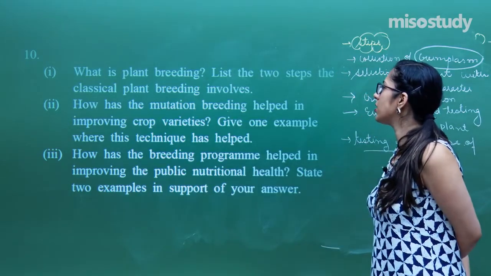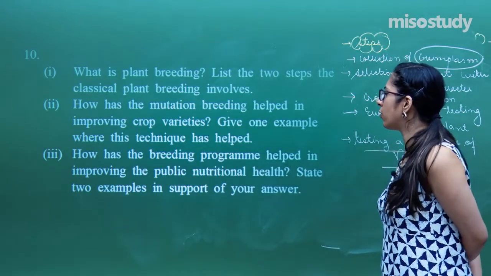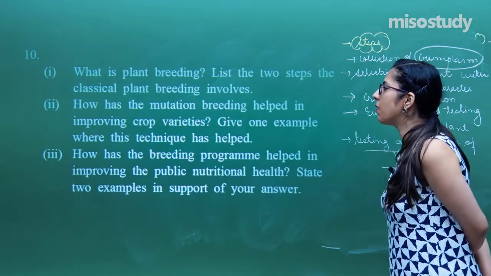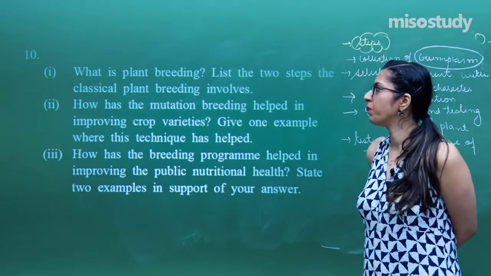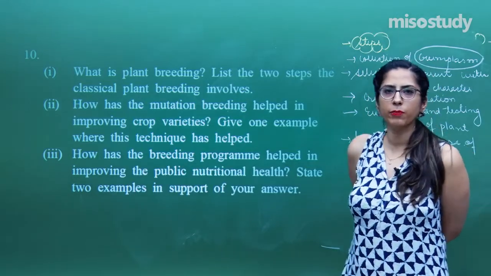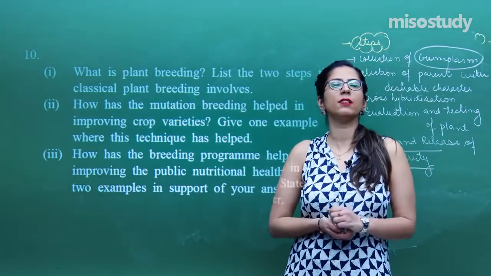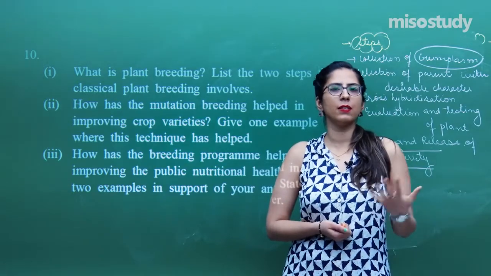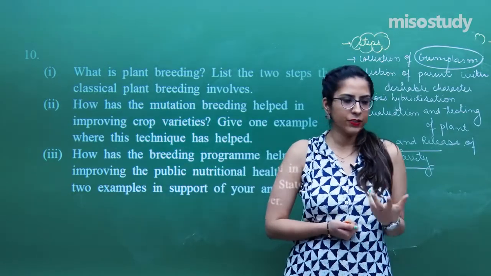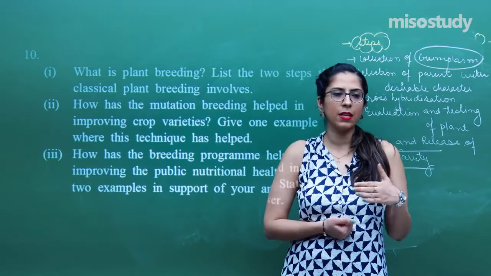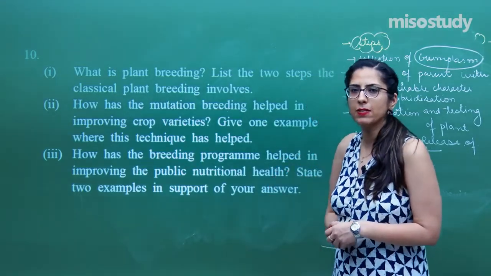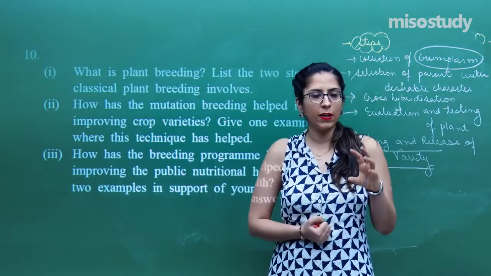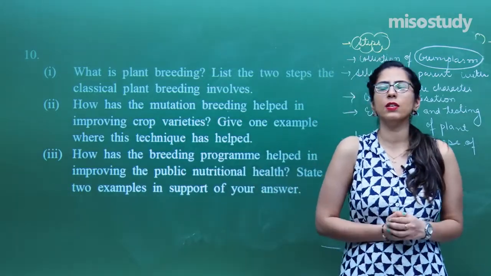How has mutation breeding helped in improving crop varieties? Give an example where this technique has helped. Now we have to explain mutational breeding. Mutation breeding is breeding in which changes are allowed to happen, and these changes happen because of mutagens. Mutagens can be any chemicals or any radiation. Whenever they fall on it, changes in the nucleotide happen.